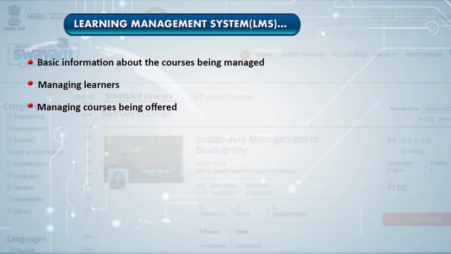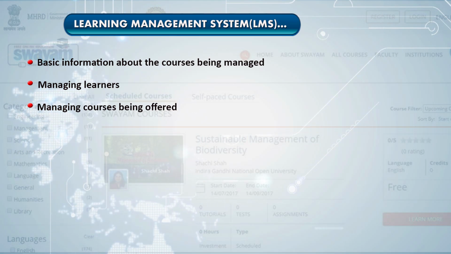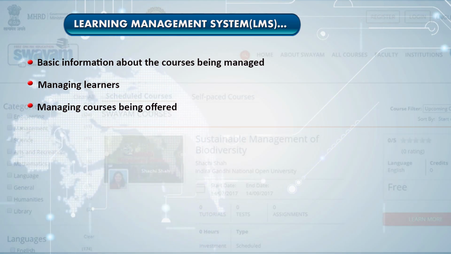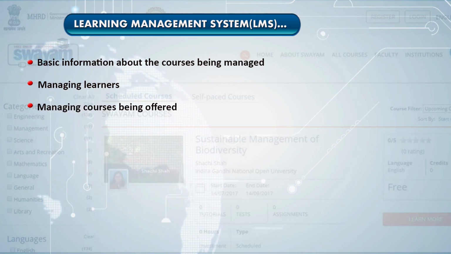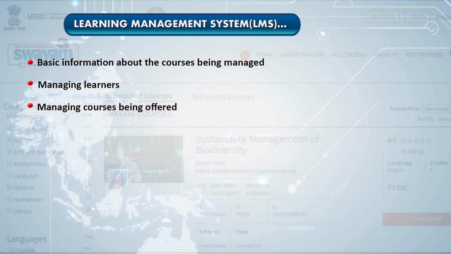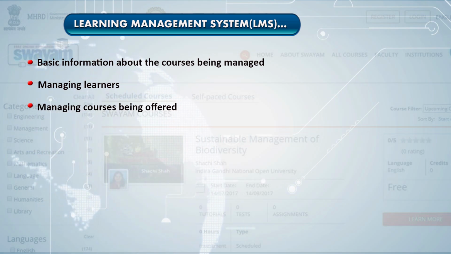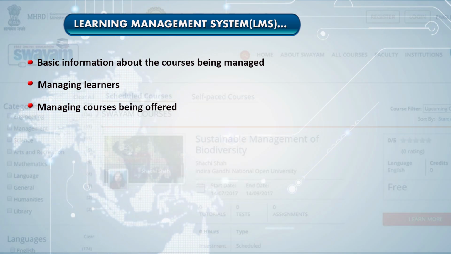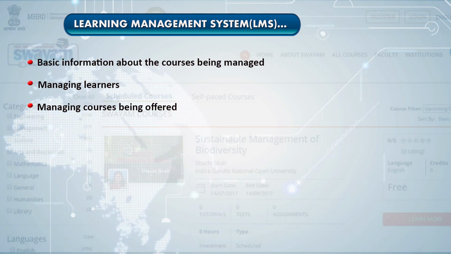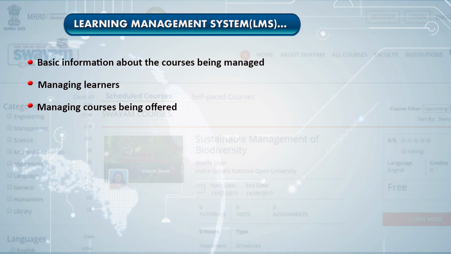Then managing courses which are being offered. The list of courses is always there for you to look into. But what are the basic components of those courses? How many videos are there? How many audios are there? How are they going to be presented? So, all that, managing courses and who has taken enrollment or admission into what course, what is their current status, all these things are dealt with as far as the learning management system is concerned.